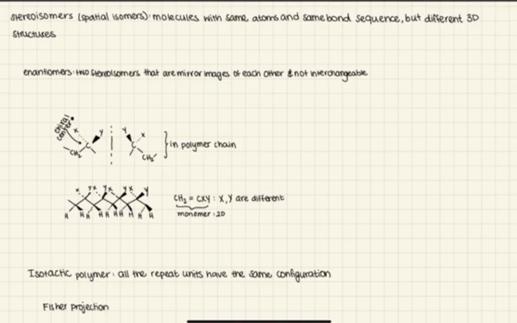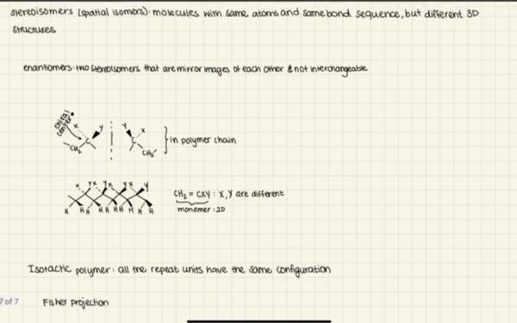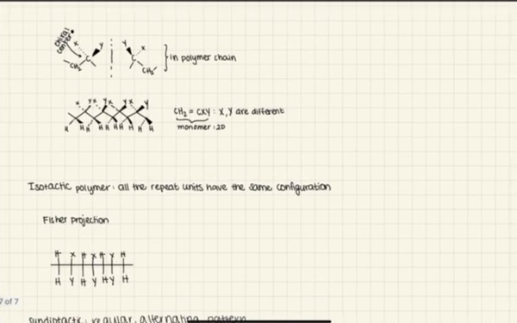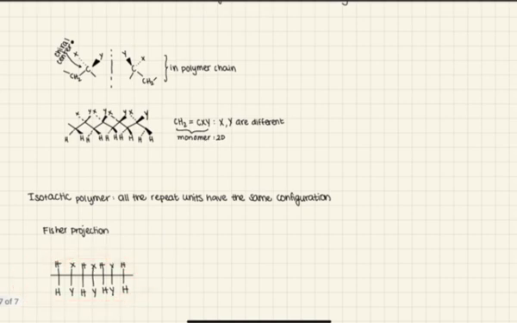To describe tacticity, there's a simplified model known as the Fisher projection, which shows a 3D orientation in a 2D fashion as such. So this would be the Fisher projection of an isotactic polymer, which can be seen here. These are the repeat monomer units, and the XY portion is the same orientation throughout the repeat units, X always being on this side and Y on this side.